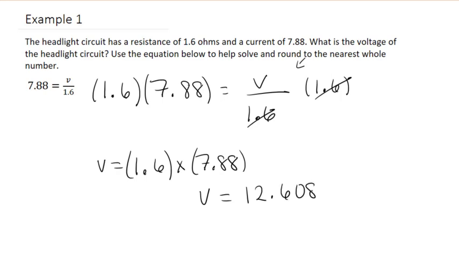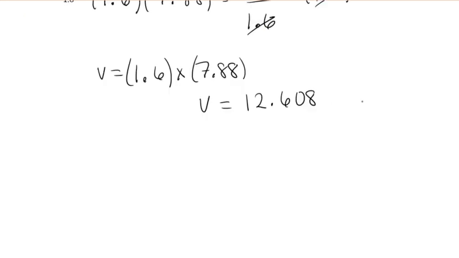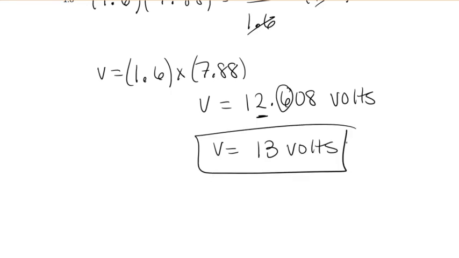And this is in volts. But we're going to round to the nearest whole number, so that's a 2. So we're going to look at this 6, and we're going to see that it's between 5 to 9, so we're going to round up. So V is actually equal to 13 volts when we round to the nearest whole number. So let's go ahead and do another example.